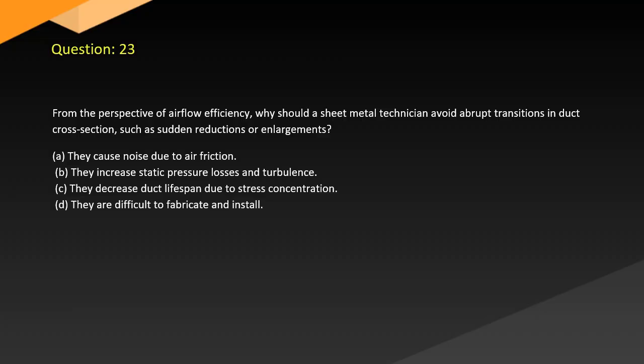Question 23. From the perspective of airflow efficiency, why should a sheet metal technician avoid abrupt transitions in duct cross-sections such as sudden reductions or enlargements? A. They cause noise due to air friction. B. They increase static pressure losses and turbulence. C. They decrease duct lifespan due to stress concentration. D. They are difficult to fabricate and install.